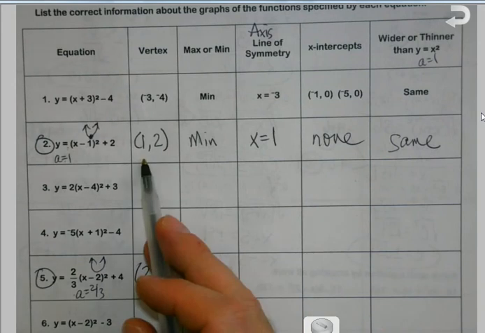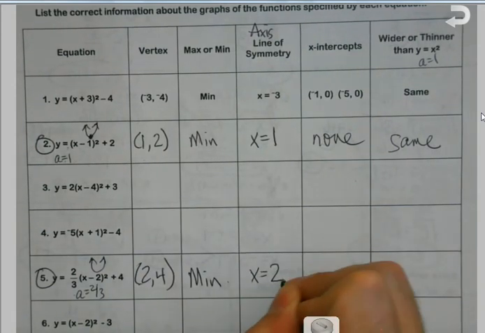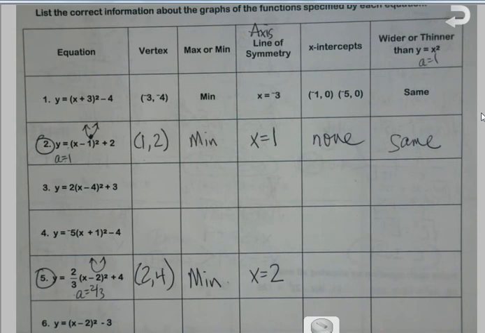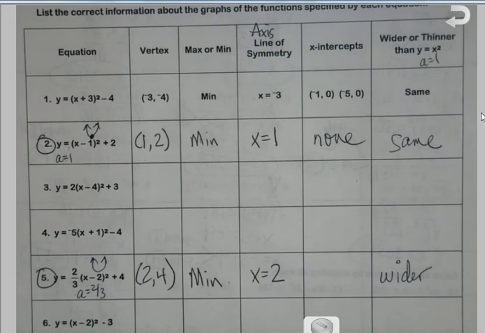My vertex and my axis of symmetry go hand in hand. It's just the x value of my vertex. Now my a is 2/3, that's definitely not 1. Is this going to get wider or thinner? Wider. Because when my a value is less than 1, if it's fractional typically, it's going to get bigger, and if it's a bigger number, it gets thinner or skinnier.